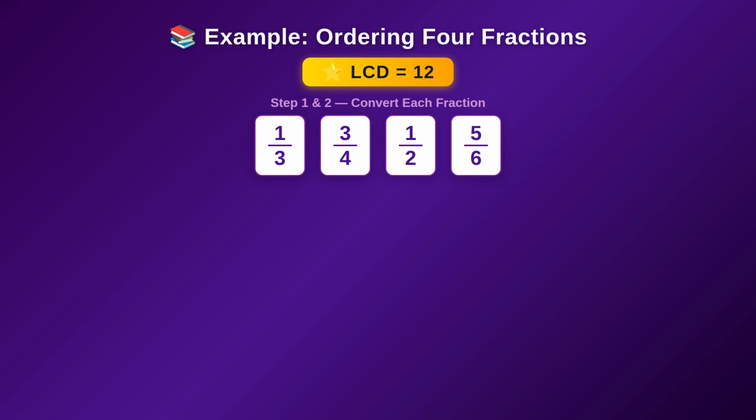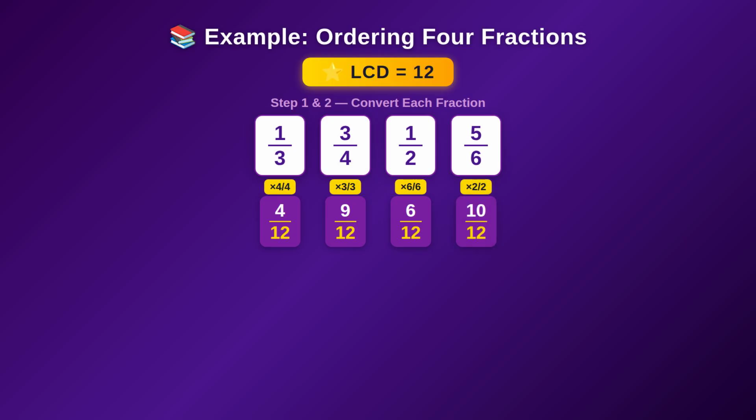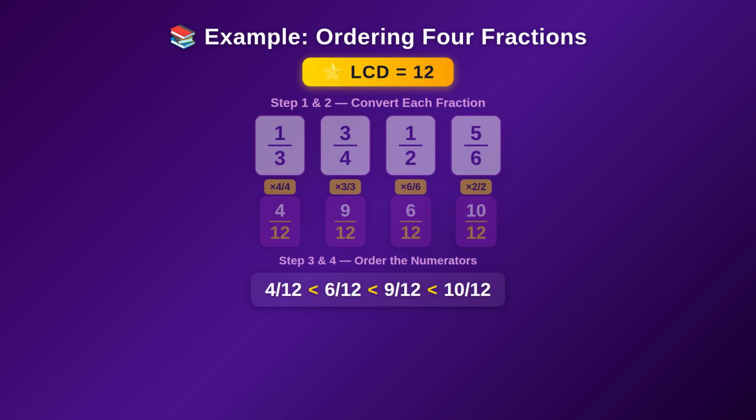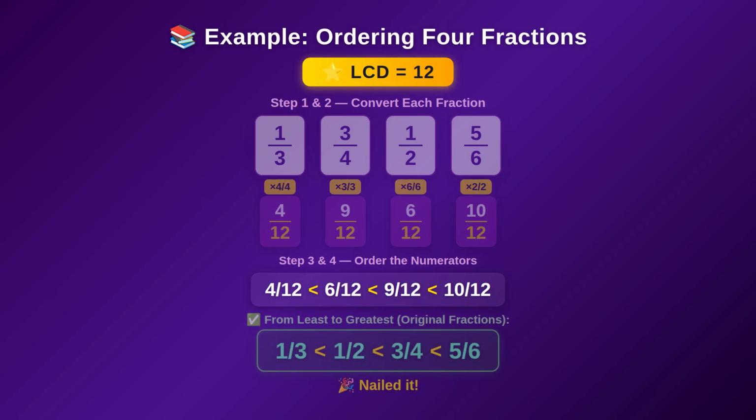Okay, here's a challenge. Let's order these 4 fractions from least to greatest: 1/3, 3/4, 1/2, and 5/6. Step 1. Find the LCD of 3, 4, 2, and 6. The LCD is 12. Step 2. Convert each fraction. 1/3 times 4 over 4 gives us 4/12. 3/4 times 3 over 3 gives us 9/12. 1/2 times 6 over 6 gives us 6/12. 5/6 times 2 over 2 gives us 10/12.